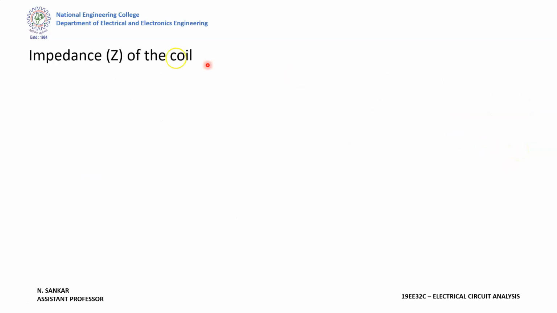The first thing we have to find is the impedance of the coil, Z. For Z, first we have to find the value of XL. XL is nothing but omega L, that is 2 pi FL. Here F is 50, and L is 180 millihenry, which I have written as 0.18, since 180 into 10 power minus 3 is equal to 0.18. So the XL value is 56.6 ohm.